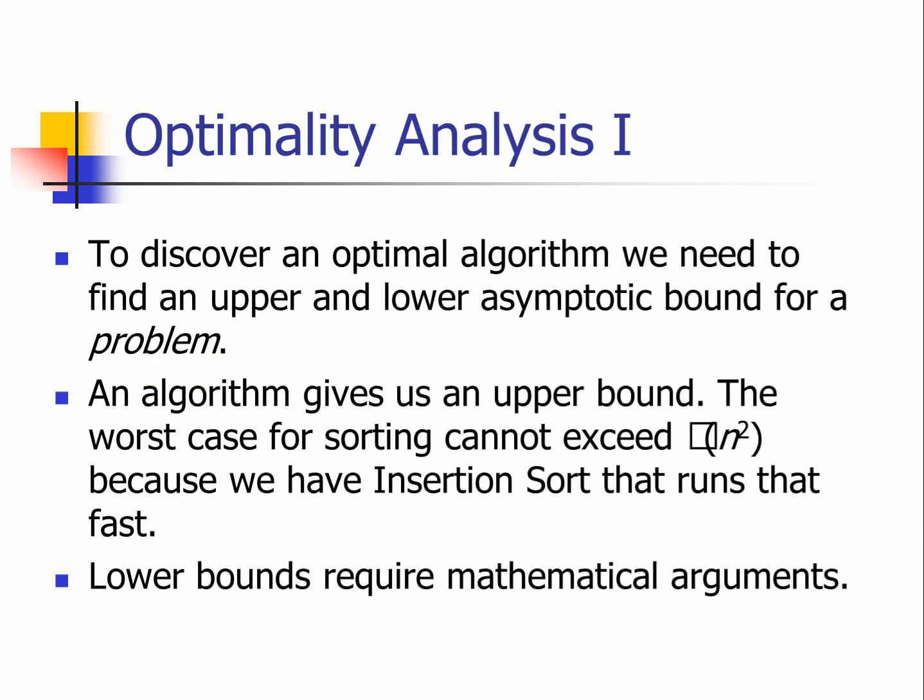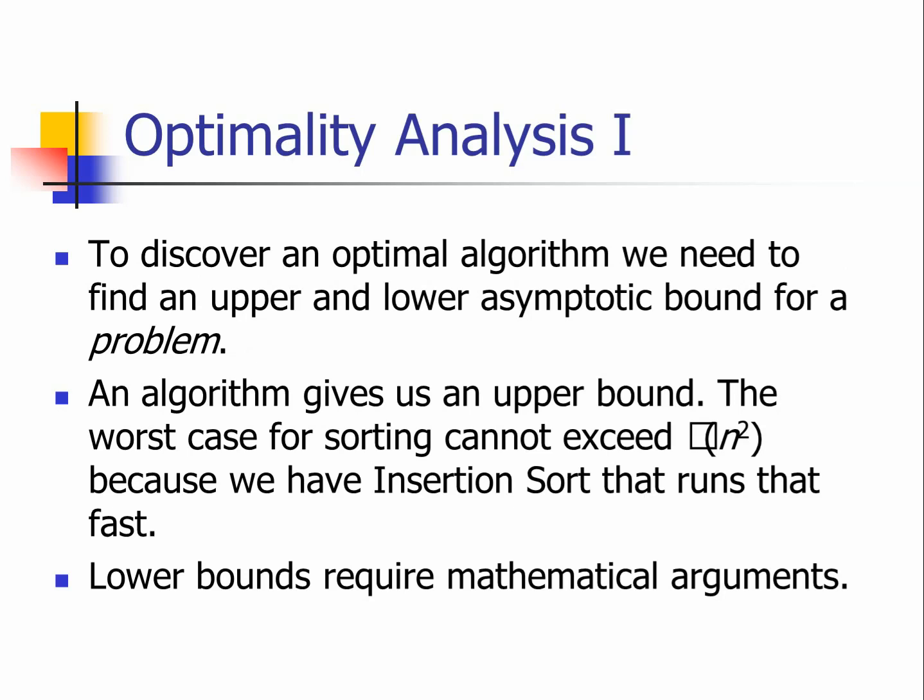To discover an optimal algorithm, we need to find an upper and lower bound for the problem. An algorithm gives us an upper bound, so basically this is what we get. The worst case scenario is basically n squared. This tells you that if you are developing a sorting algorithm and it's worse than n squared, something is wrong. There's no need to go more complicated or slower than what we have seen in this insertion sort operation. However, upper bound is easier to bound.